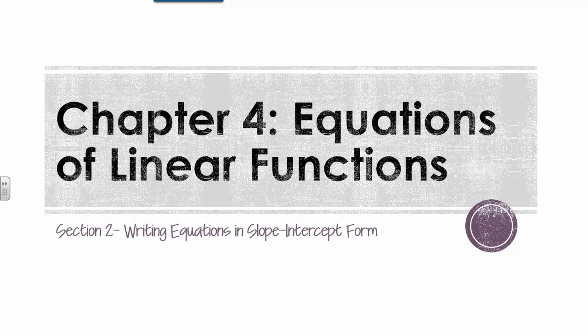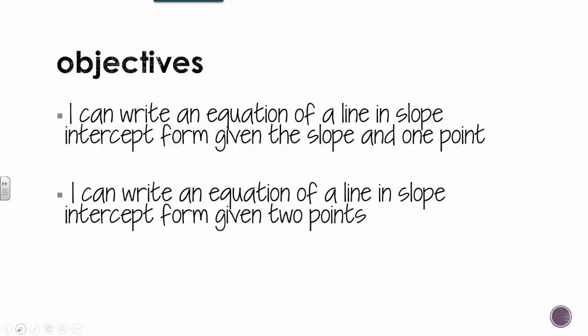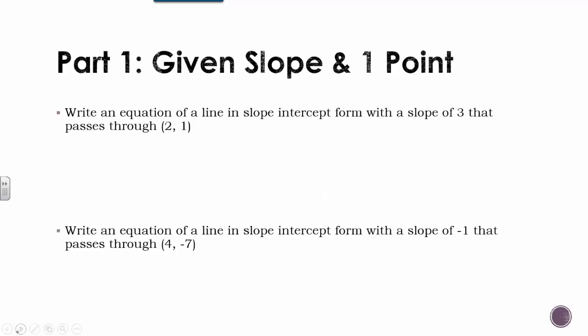So now that we know how to graph equations in slope-intercept form, let's write some equations in that form. By the end of the lesson, you should be able to do that if I give you a slope and 1 point, and then also do it if I give you 2 points. So let's start with the easier one.